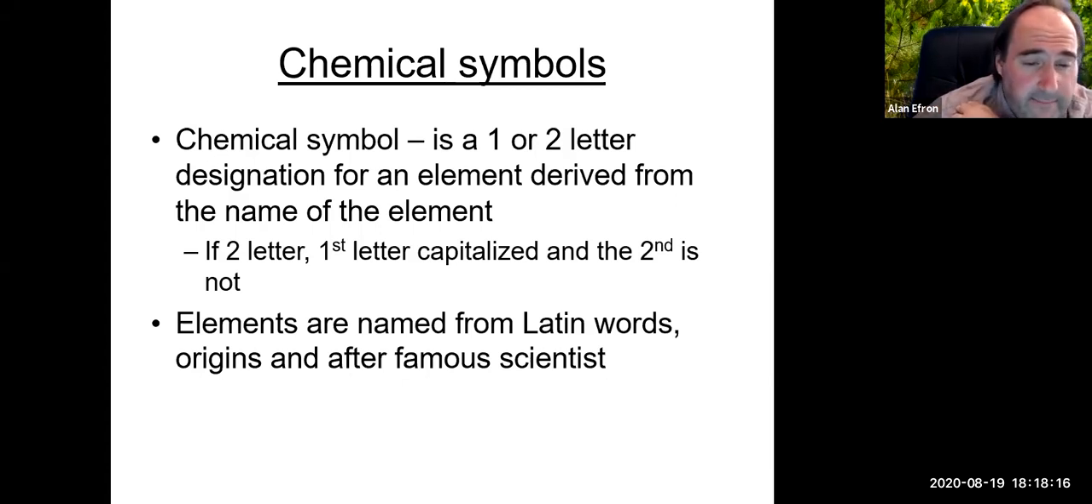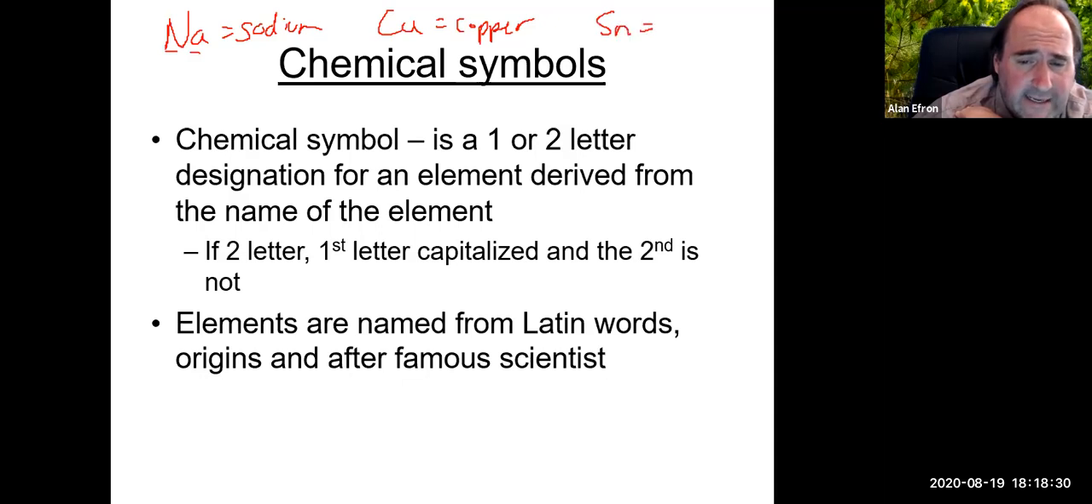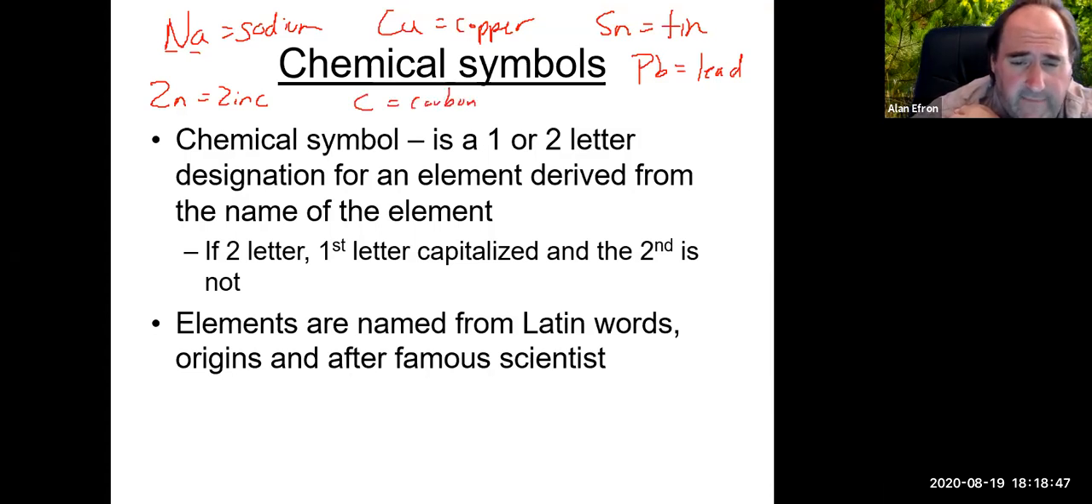So some symbols, for example, like Na, capital N, lowercase a, that's sodium. Right. We have Cu, which is copper. We have something like Sn, which is tin. Again, capital, lowercase. Some other ones, Pb is lead. We have Zn, which is zinc. We have C, which is carbon. We have N, which is nitrogen. These guys, again, single letters, capitalized. So you do need to start to get some familiarity with it.